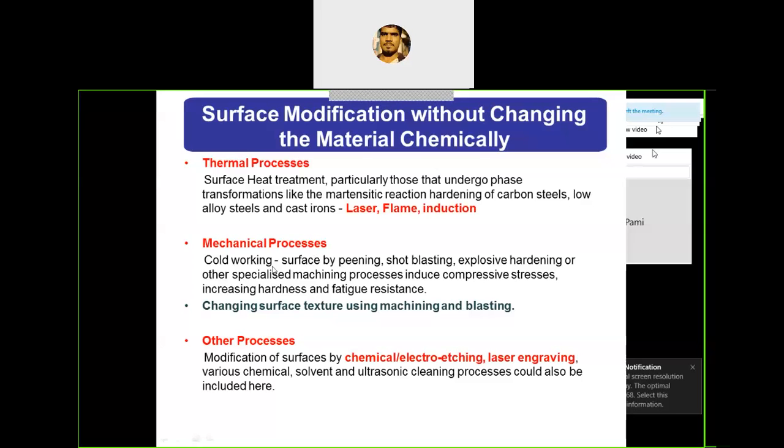And other processes, it may be chemical or electro etching, laser engraving. Have you heard these words? Chemical or electro etching. With the help of current we are going to modify the surface. So these are all other methods. Ultrasonic cleaning process. So these are all other processes.